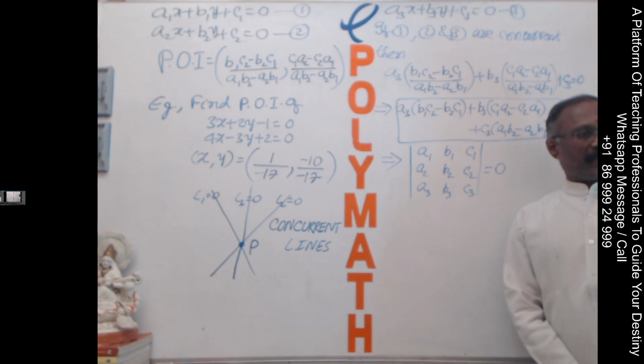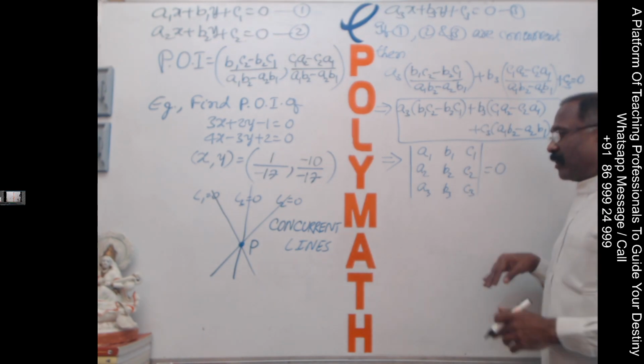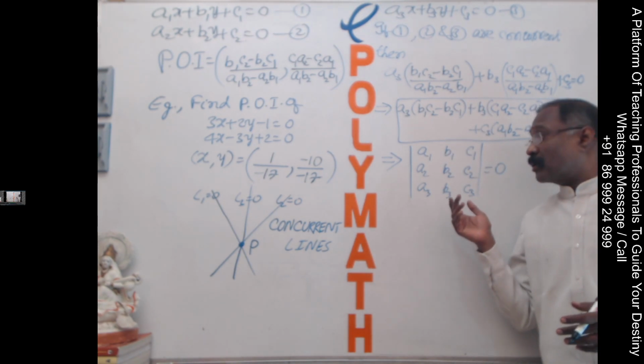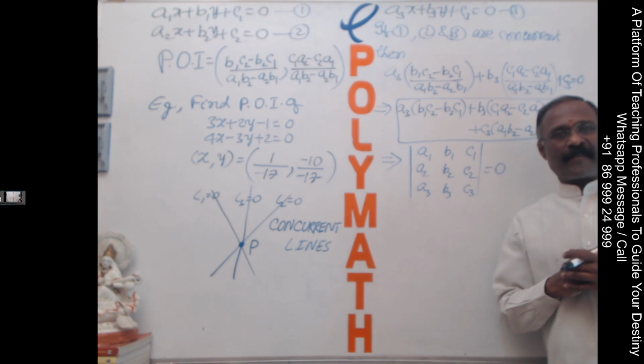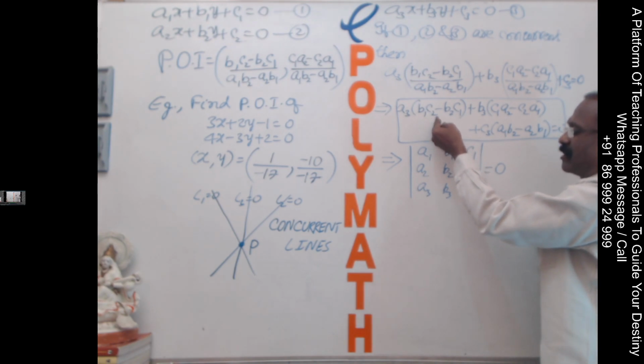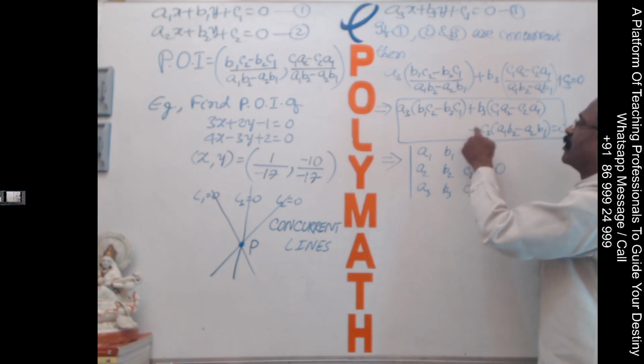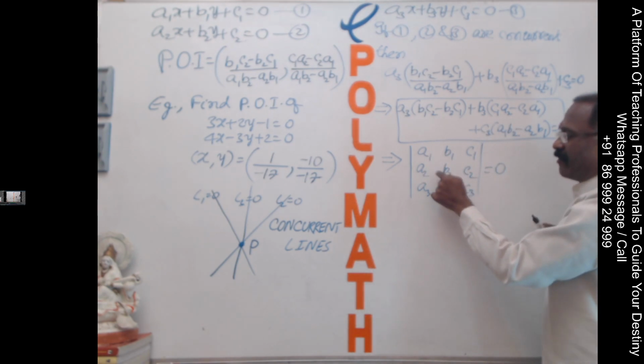This is what you have to understand. How? Just check A3, B3, C3. So the determinant is expanded through the third row. Just check it out: A3 into (B1 C2 minus B2 C1), plus B3 into (C1 A2 minus C2 A1), plus C3 into (A1 B2 minus A2 B1).